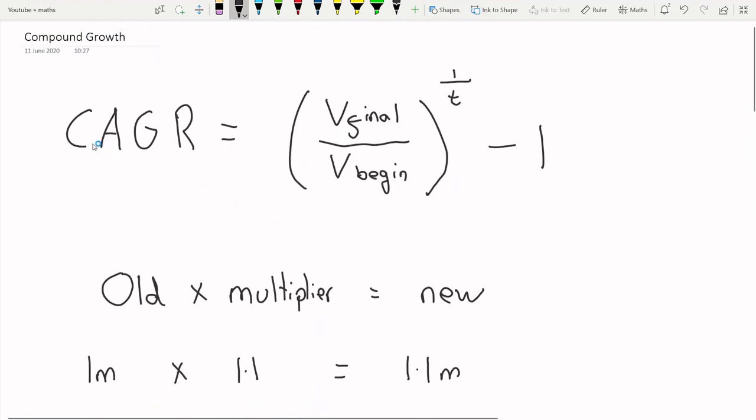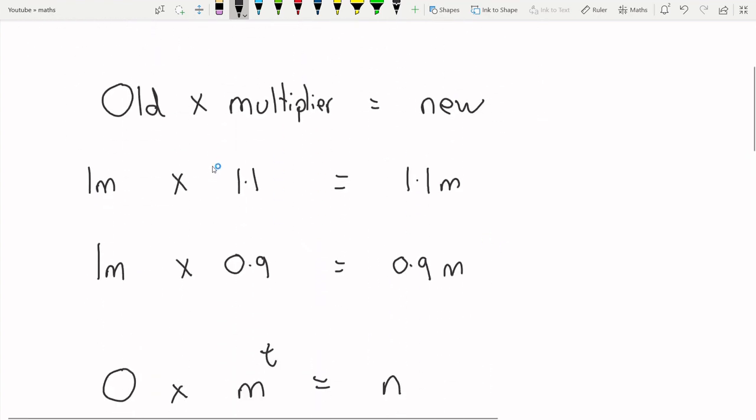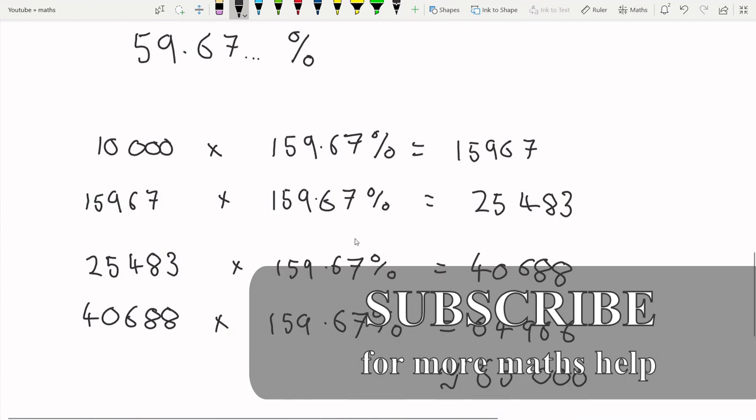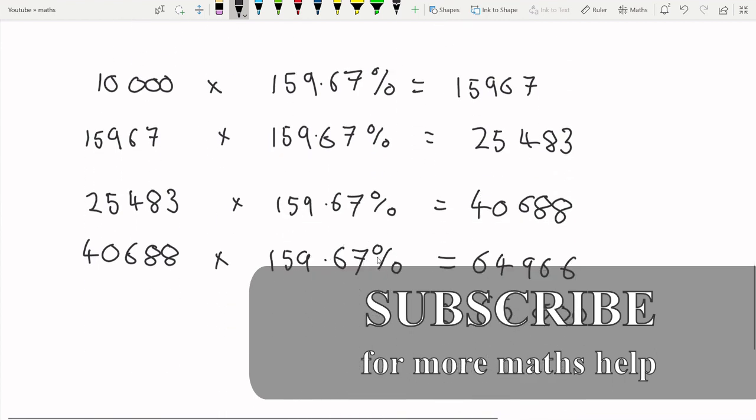This value, the compound annual growth rate, is an average. It's what value you would get that would apply to this formula here. It doesn't mean that each year was the same, but this is the average growth rate.